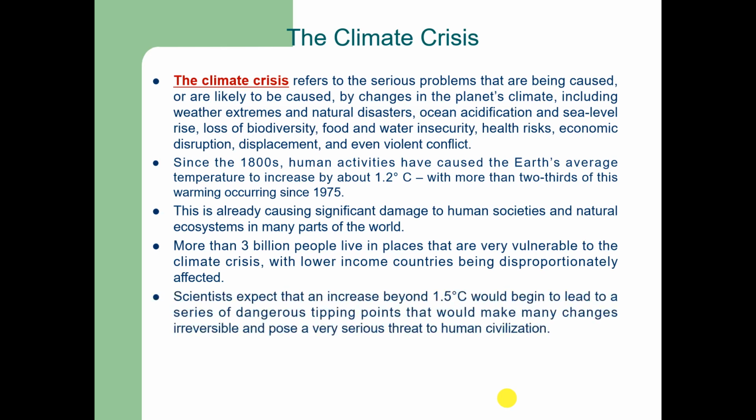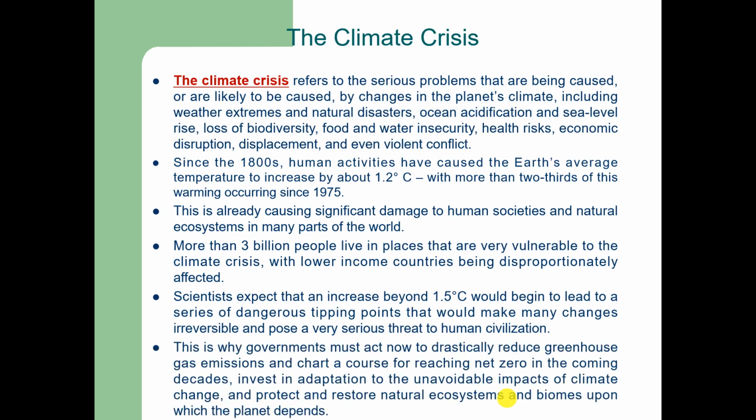Scientists expect that an increase beyond 1.5 degrees Celsius would begin to lead to a series of dangerous tipping points that would make many changes irreversible and pose a very serious threat to human civilization. This is why governments must act now to drastically reduce greenhouse gas emissions and chart a course for reaching net zero in the coming decades, invest in adaptation to the unavoidable impacts of climate change, and protect and restore natural ecosystems and biomass upon which the planet depends.